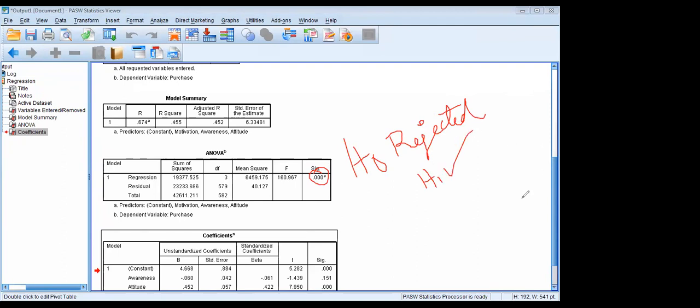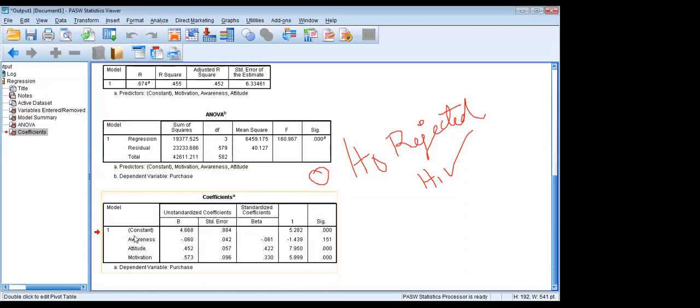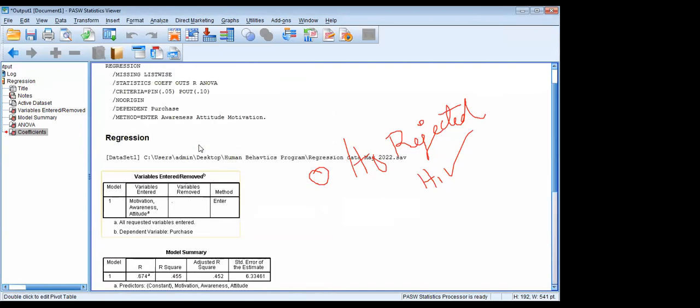Impact is there. But what this data is further telling us is that you can extend this study to include other variables also, so that you can find out the total impact of the left out variables on this purchase decision. That is the meaning.